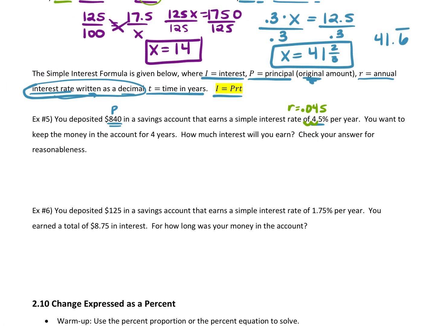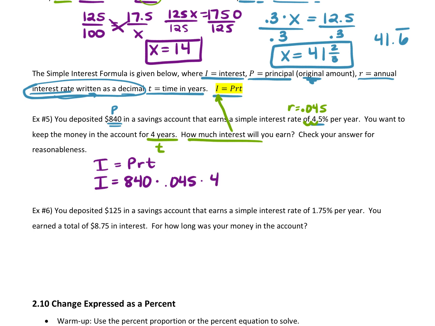Okay, so we have our P, we have our R. You want to keep the money in the account for 4 years. That's our time. How much interest? So our unknown is our interest. And then just check, is it a reasonable answer? So this is actually a really good interest rate. 4.5% is great these days for what you're getting paid for having your money in an account. So if we're doing I equals PRT, we're solving for interest. Principal is 840. The rate we said was 0.045, and the time is 4.